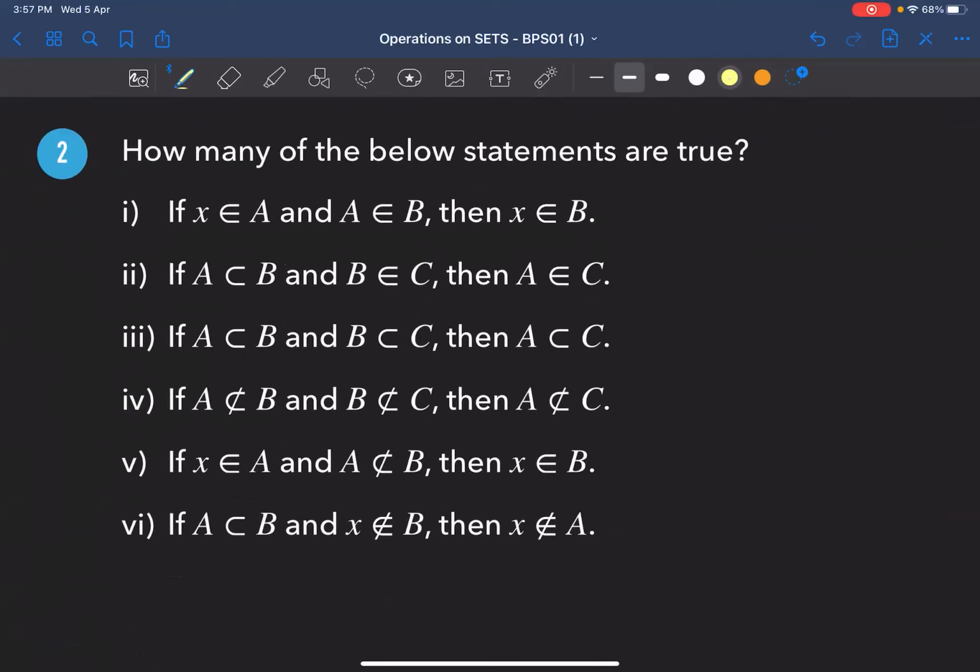I'll pause for a while. Think about it. You need to identify the true statements here. Make a list of the true statements and then we will talk about them. Now we'll verify which of these statements are true. Who wants to start first?